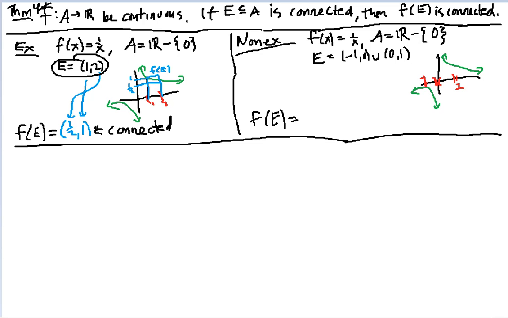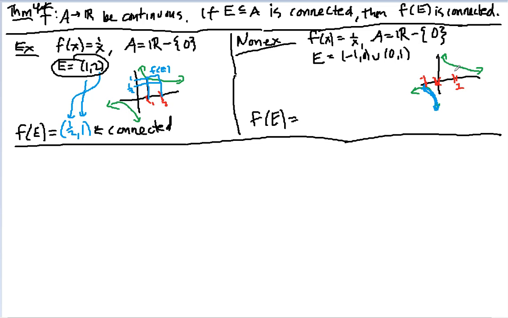Let's contrast that with what happens if I pick, say, -1 to 1, where I have to exclude 0 because 0 is not in the domain. Well, let's do something similar and figure out what happens. -1 is going to go down to -1, and then all the way to 0, it's going to go all the way down to negative infinity.